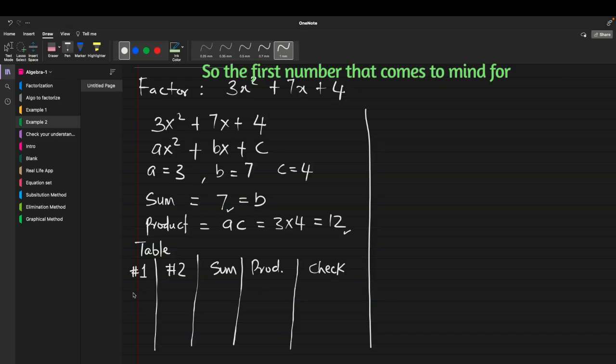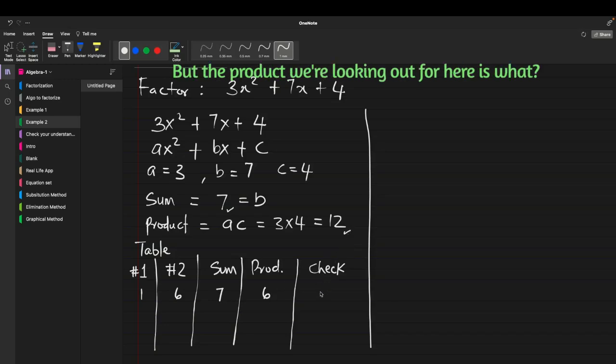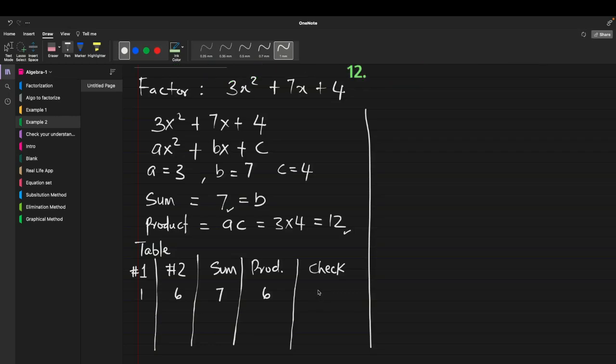So the first numbers that come to mind are two numbers that we want to add together to give us 7. So that would be 1 and 6. The sum is 7 and the product is 6. But the product we're looking out for here is what? 12. So that does not pass. The second one that comes to mind is plus 8 and minus 1. The sum of that is definitely 7, but the product is 8, so it doesn't pass the test.